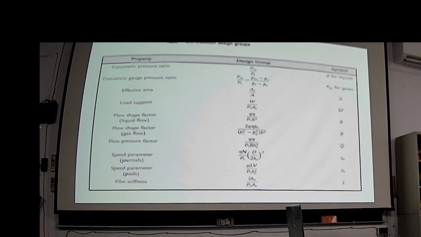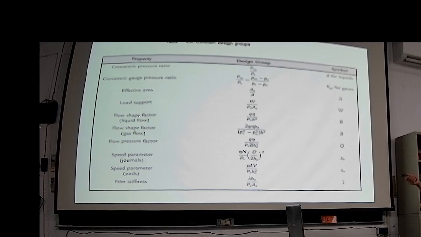for the property. So first one is pressure ratio, eccentric pressure ratio, and this one is for the isostatic oil bearing, and this one is eccentric gauge pressure ratio, and this one applied to the air bearing. And here we have an effective area, AE divided by A with the symbol of A bar. And then we have also load support, the load this bearing can support. Okay.